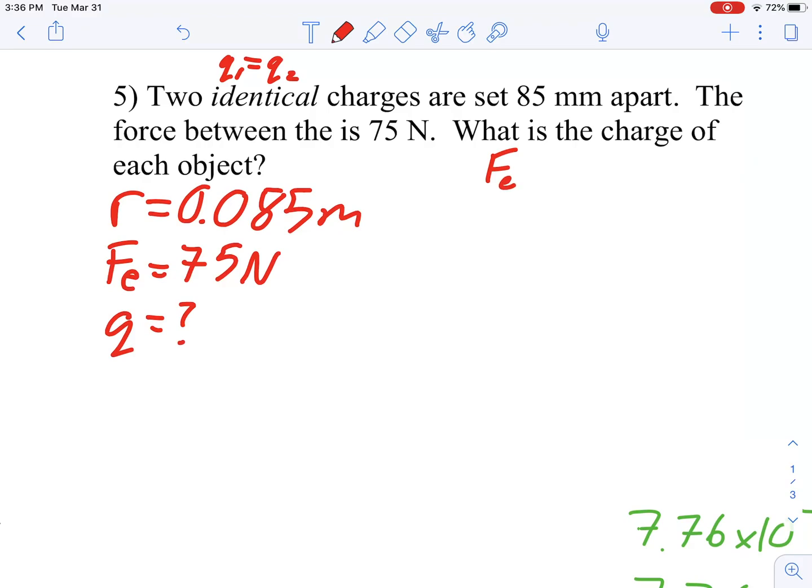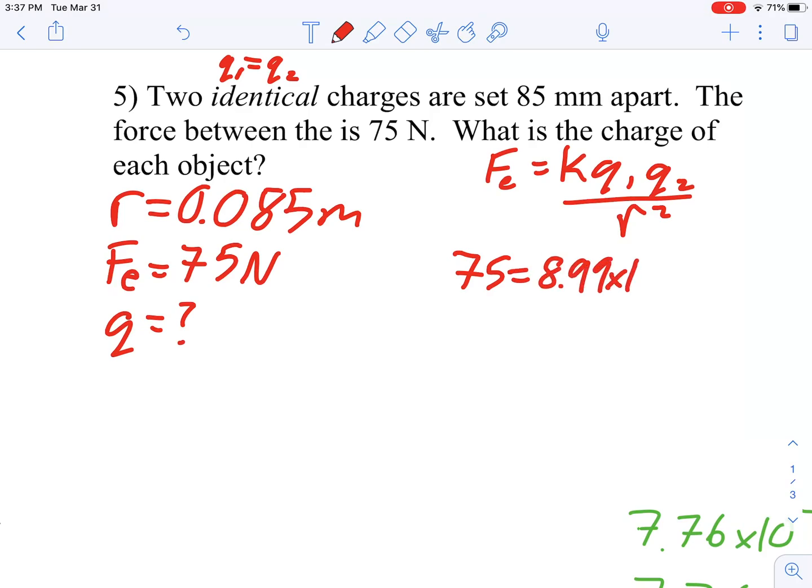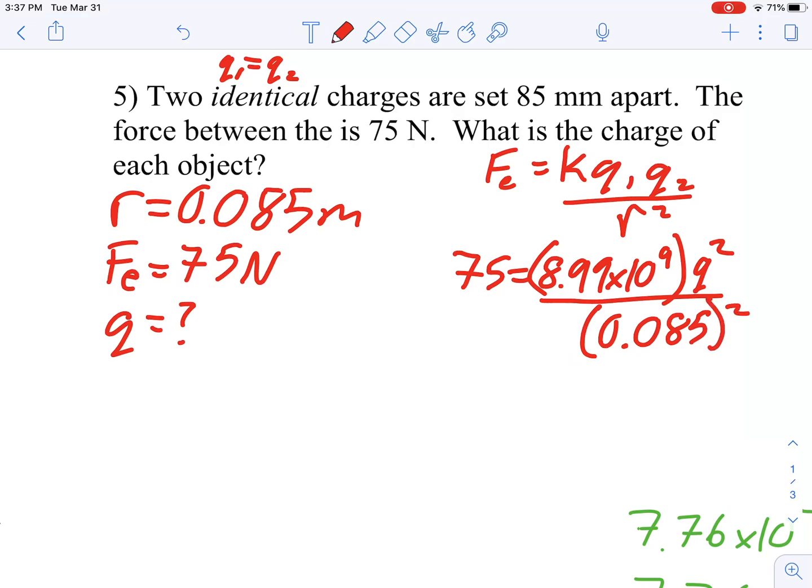So setting it up here, we have electrostatic force is equal to K, Q1, Q2 over R squared. 75, and I'm going to leave the units out for now just to keep it simple. K, remember, is 8.99 times 10 to the 9th. That's on your reference table on the first page. Since Q1 and Q2 are the same, I'm going to replace them with just Q squared. Let me just show you where that comes from. Q1 and Q2 are the same, so it's Q times Q, which is just Q squared, over 0.085. Don't forget to square it.